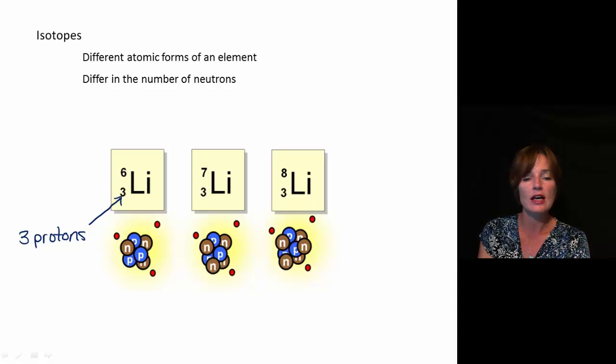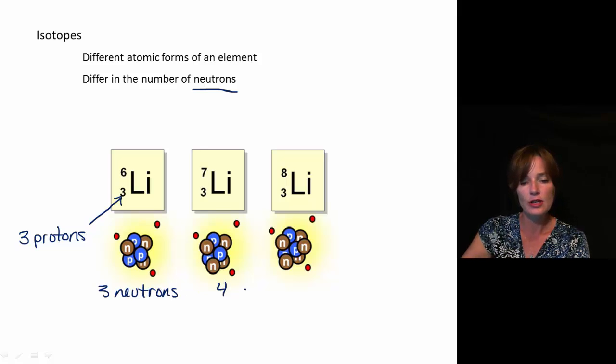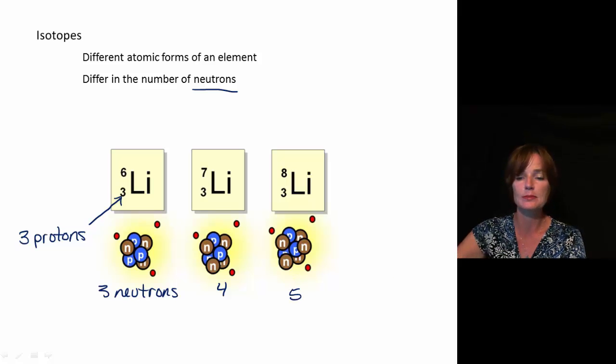However, if you look at the top number there, the superscript number, each one of them has a different number in that location. And that's because they do have a different number of neutrons, which we can see as the brown particles. So the first one has 3 neutrons. The second one has 4. And the third one happens to have 5 neutrons in it.